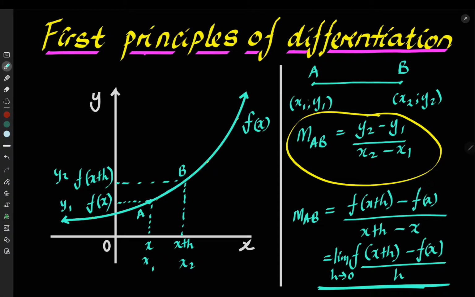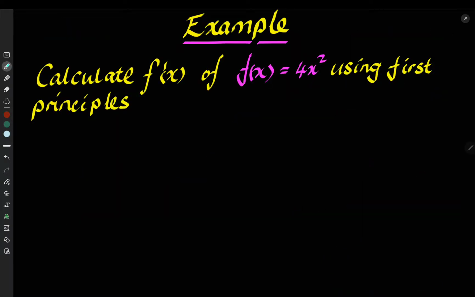Now, let's look at an example. In this example, we are asked to calculate the first derivative. This symbol here means the first derivative of x. We are asked to calculate the first derivative of x for the function f of x is equal to 4x squared using the first principles. So guys, if you are asked to use the first principles, make sure you use the first principles. If you use any other methods of differentiation, you are going to get a 0.